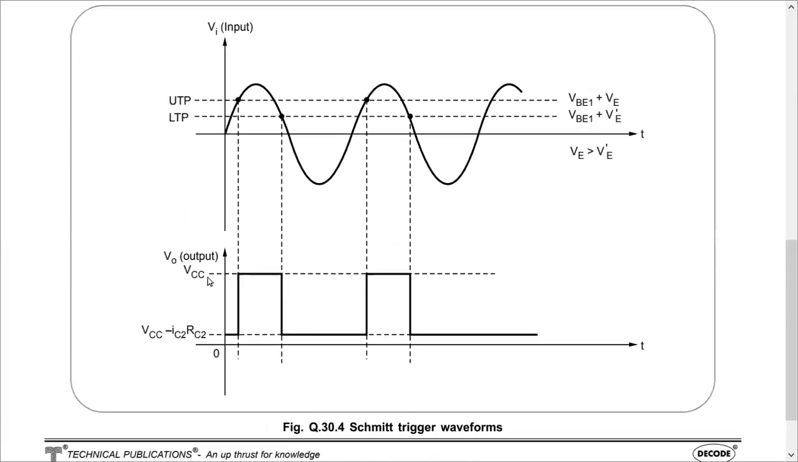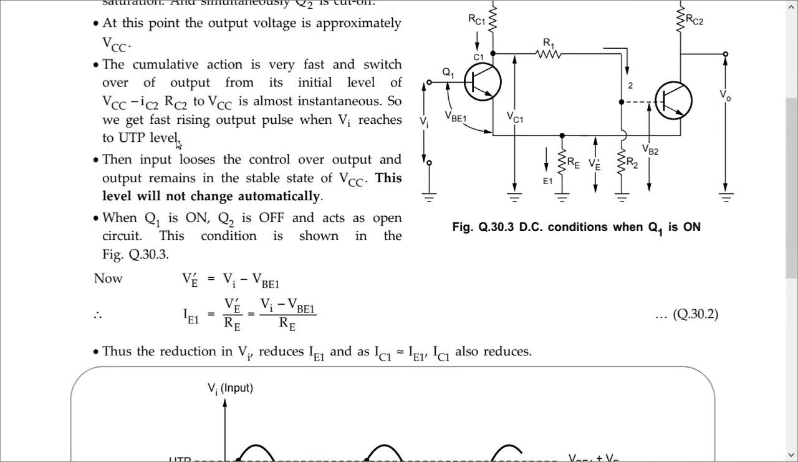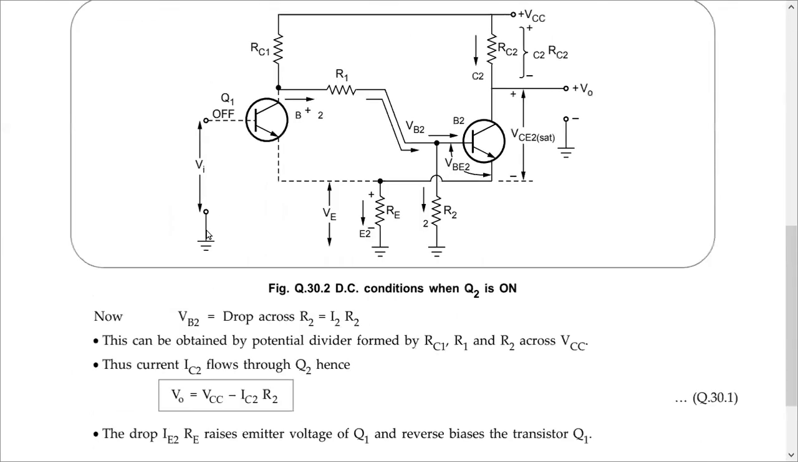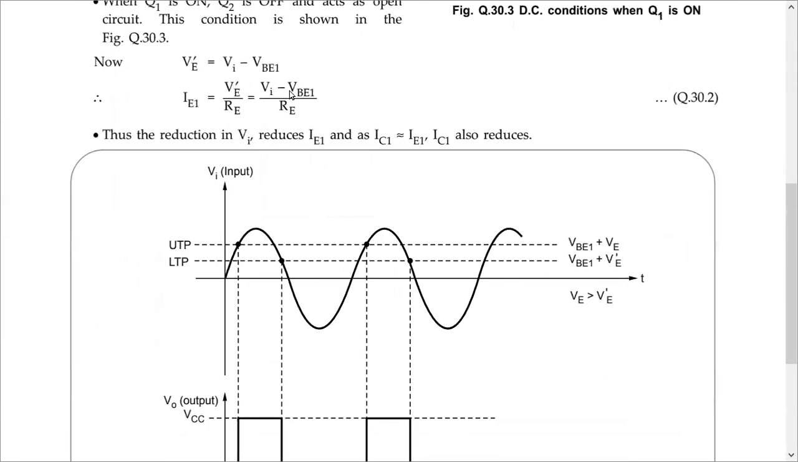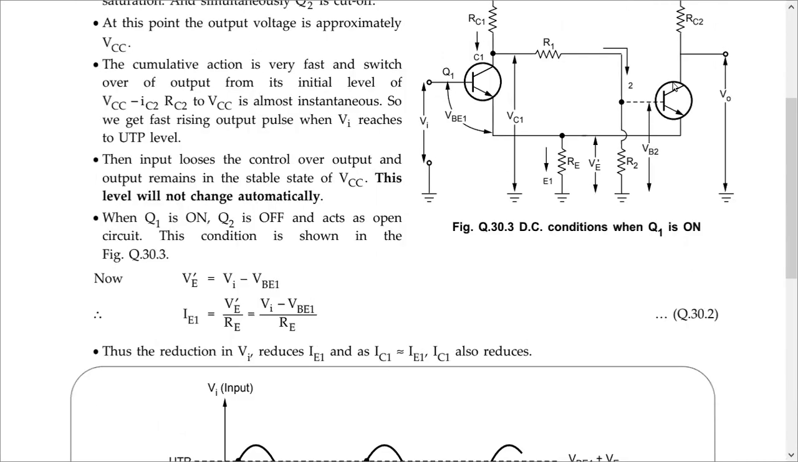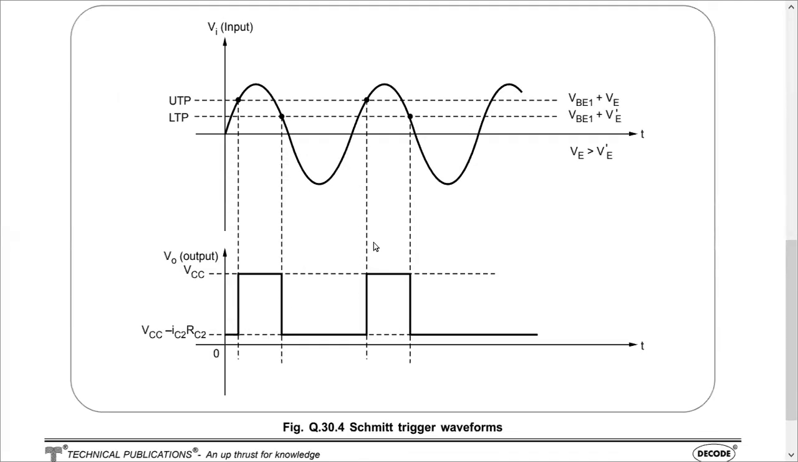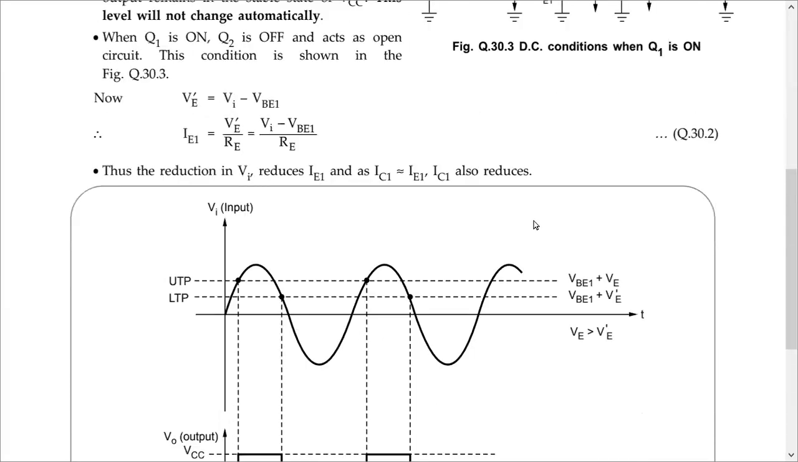What happens when we give the trigger? V0 becomes equal to VCC, and when the input crosses the upper threshold point, which is this one, then Q1 will become on, Q2 will become off, so the output will become VCC. Output will become VCC.